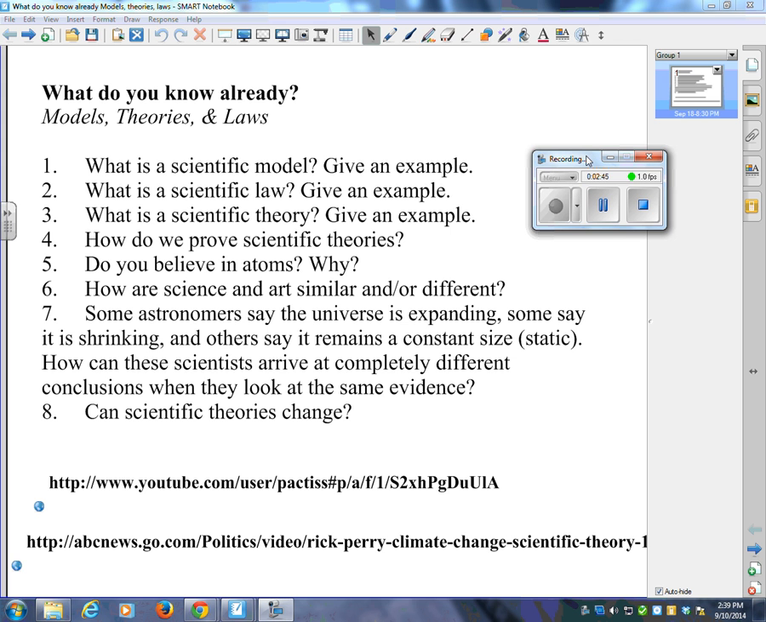Yeah. I'm not going to say right or wrong, but I am going to ask you that question later in the day. How do we prove scientific theories? Trial and error. Trial and error, experimentation. Would you also agree that it involves doing experiments that other people have done and seeing if you get the same results? Yeah. Okay, good.